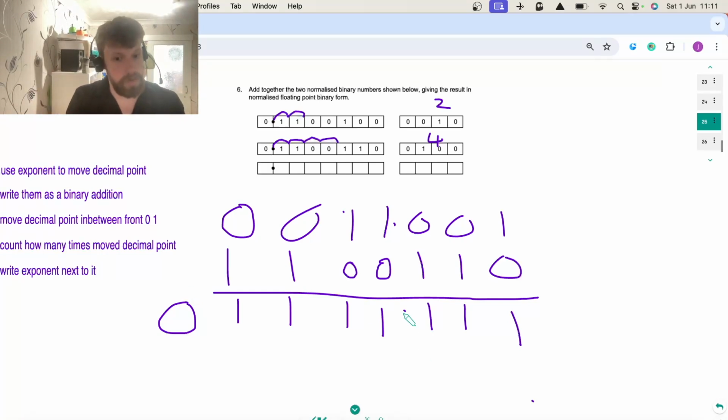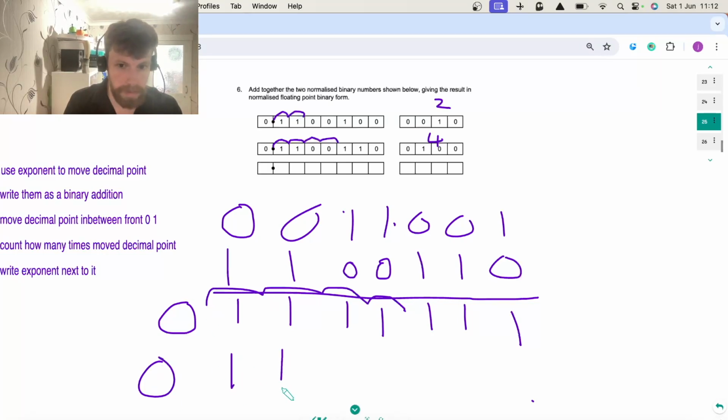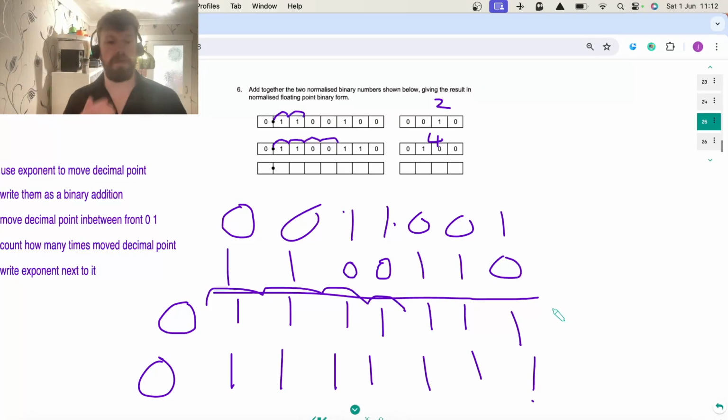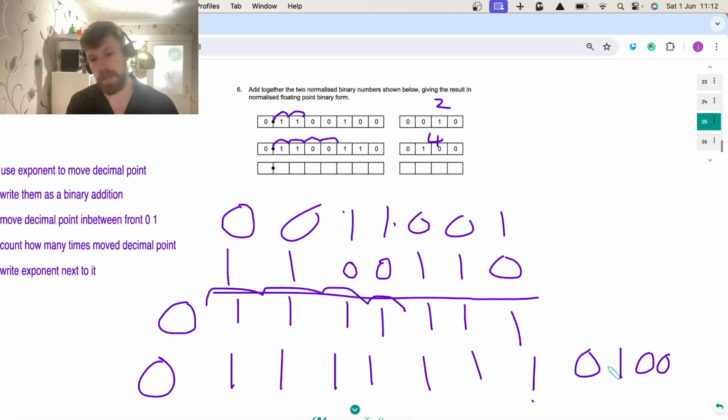Now, to work out the exponent, so this is step 3, move the decimal point in between the first 0 and 1. We're going to go 1, 2, 3, 4. Redraw our number like so, and then the 4 tells us that we've moved it 4 places. So our exponent is going to be 0, 1, 0, 0, and that there is a completed how to add the two numbers together using floating point binary addition. So there's your mantissa and there's your exponent.